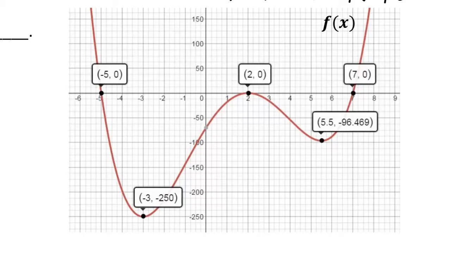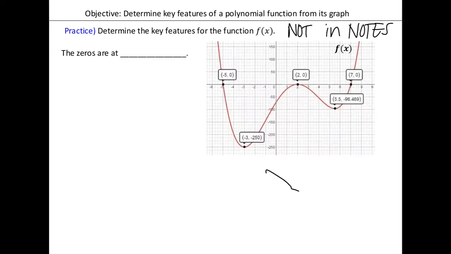Okay? And then from left to right on a count of 3, can you tell me what are your 3 zeros? From left to right. Ready? Tell me in 3, 2, 1. Okay, good. We got -5, 2, and 7. Awesome. Our 3 zeros are -5, 2, and 7.